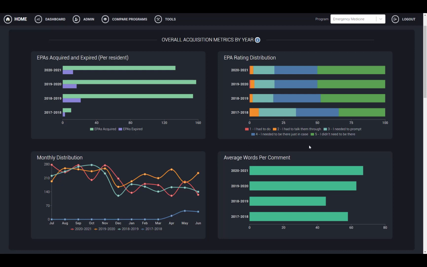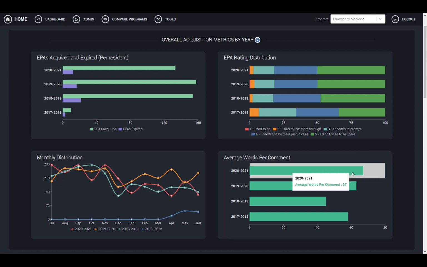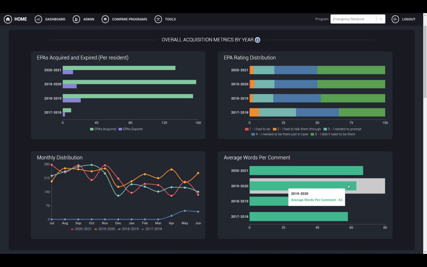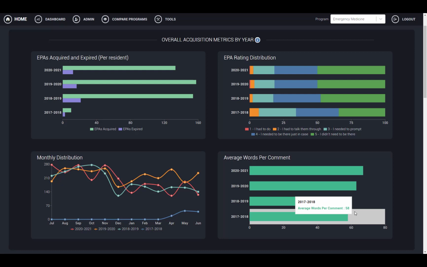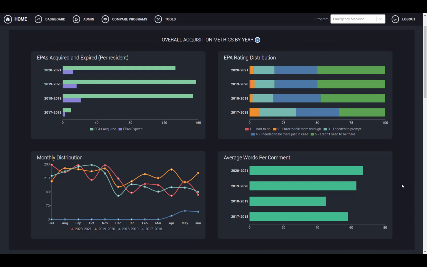This element is a bar chart contrasting the number of words per narrative comment associated with each of the EPAs. Other than during the 2017-18 pilot year, this average has increased slightly year over year. As demonstrated by the comments in Appendix 1, word count was thought to be a useful but imperfect metric of narrative comment quality.